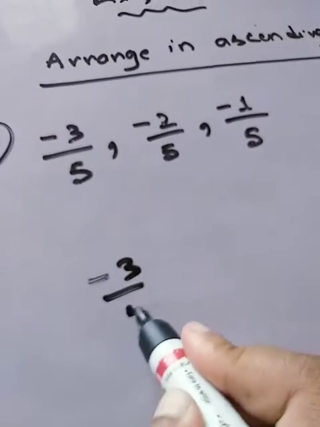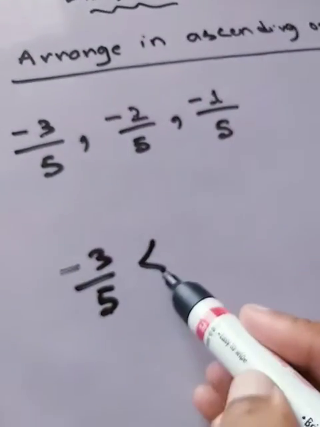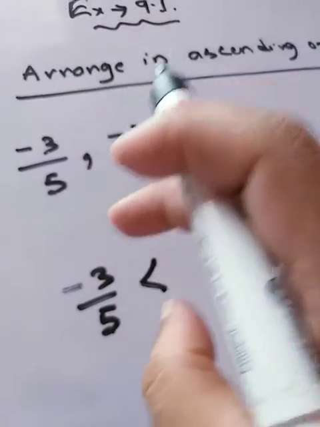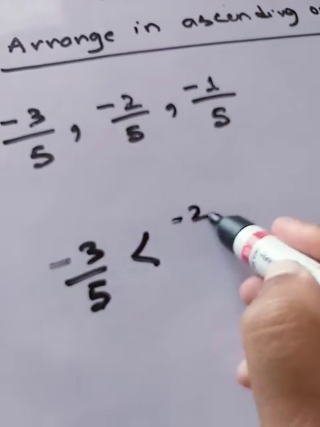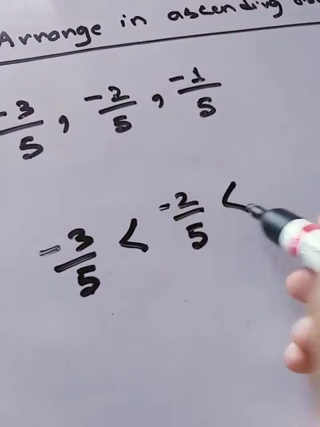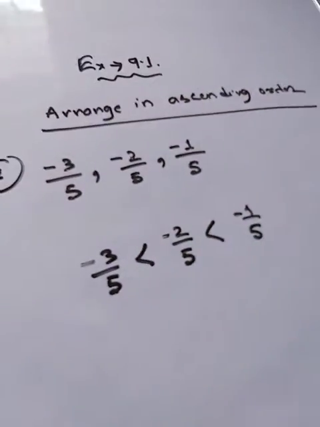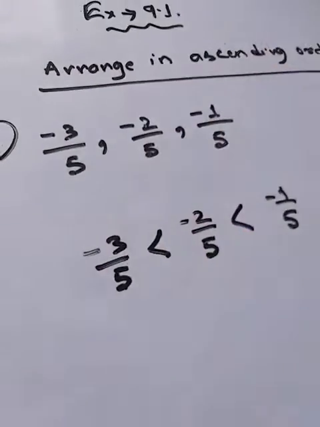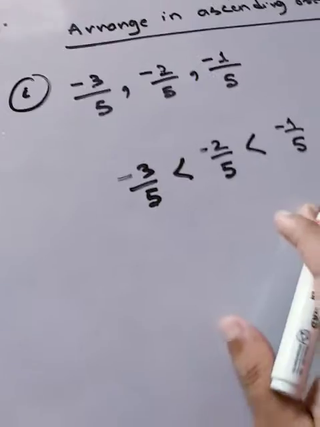So -3/5, then you give a less than sign. In ascending order we always give a less than sign, because we are going from the smallest number to a bigger number. Now the next number is -2/5, give a less than sign, and -1/5. So this is our required arrangement for these rational numbers. Fine. So let's move on to sum number 2.